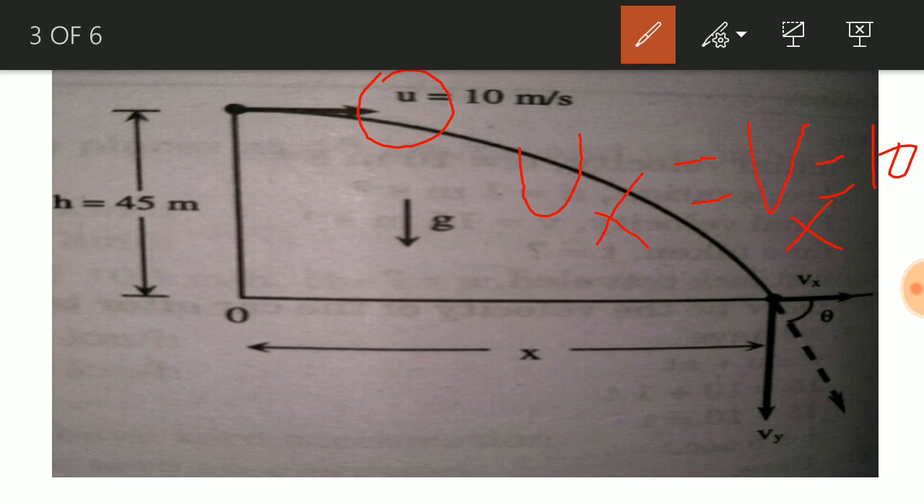Now y component of velocity, initially y component of velocity is 0 and it continuously increases and becomes Vy as shown in figure. In this question we need to find the time taken by the projectile to reach from this point to this point, and we need to find the horizontal range, this x, and this angle.